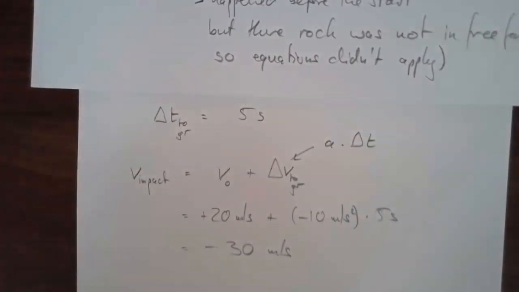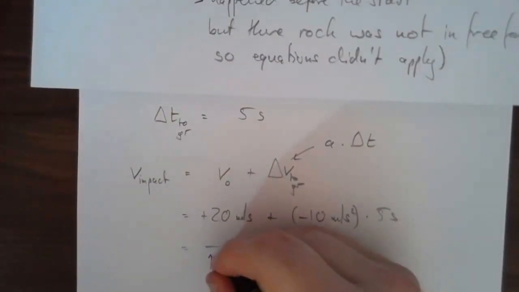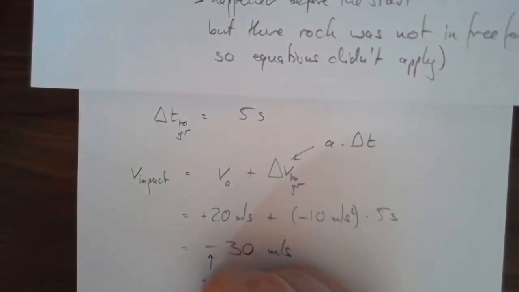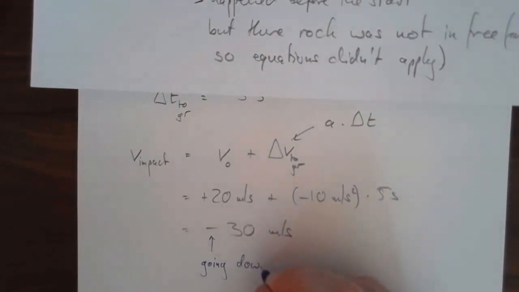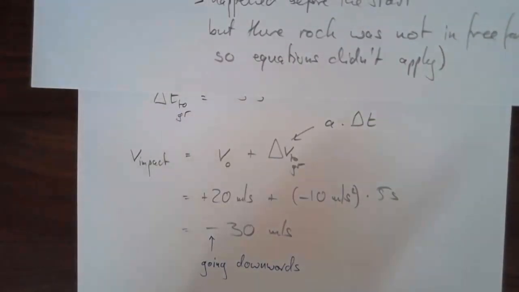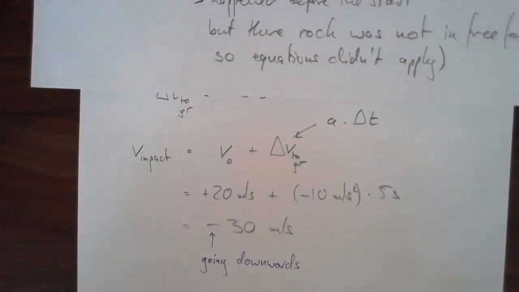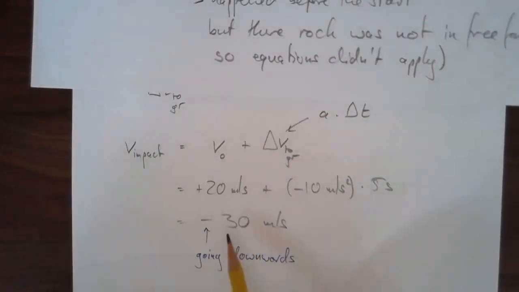That is sensible. The minus means it's going down. Notice I didn't put the minus in by hand. It came out of the math. That's reassuring, because when it hits the ground, the rock is indeed going downwards, with a speed of 30 meters per second, right? At the instant of its impact, of course, then it comes to rest, but then it's no longer in free fall. Okay, that was a fairly involved example of free fall.